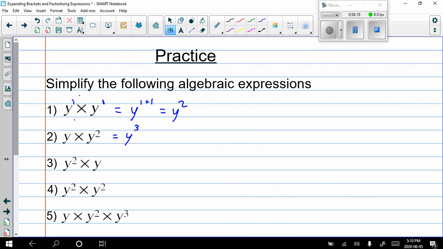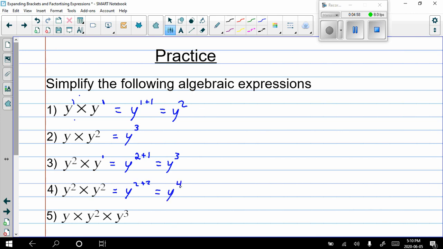So I'm going to go back to actually doing them in longhand. But here we have y squared times by y. So here we're going to have y to the 2 plus 1, and we get y cubed again. So if you notice, it doesn't matter which way we multiply y and y squared, we're going to get the same answer. Next one, we have y squared times y squared, so we get y to the power of 2 plus 2 equals y to the power of 4.